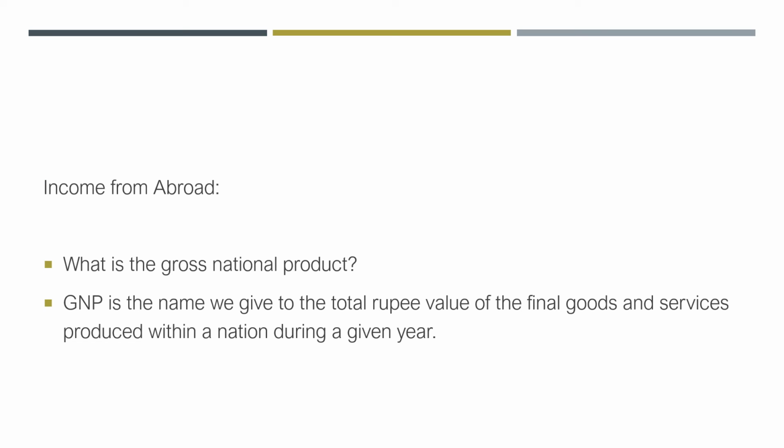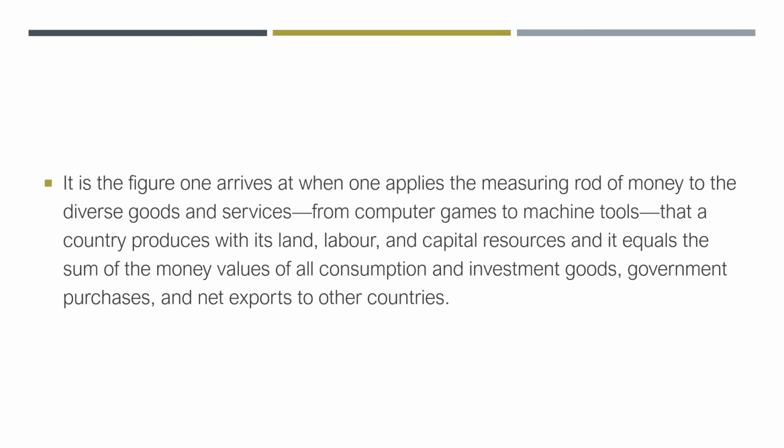Now, what about the income from abroad? How can we consider income from abroad in the case of the output method? What is gross national product? It is the name that we give to the total rupee value of the final goods and services which are produced within a nation during a given year. It is a figure one arrives at when one applies a measuring rod of money to diverse goods and services, from computer games to machine tools, that a country produces with its land, labor, capital, and resources, and this equals the sum of money values of all consumption as well as investment goods.